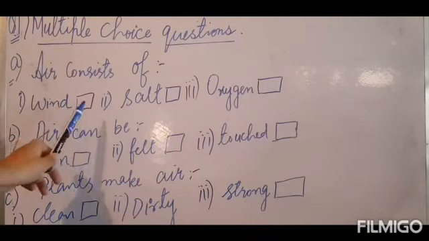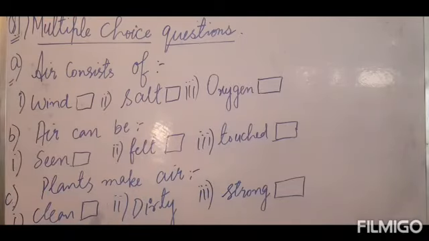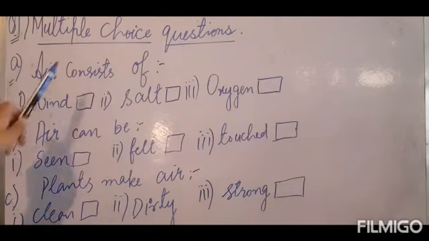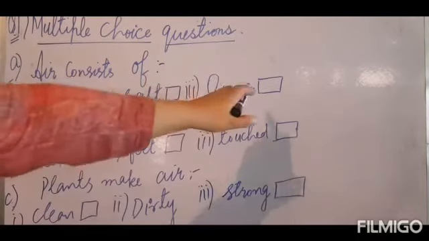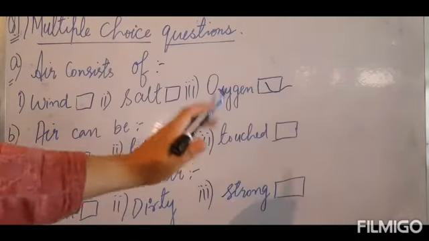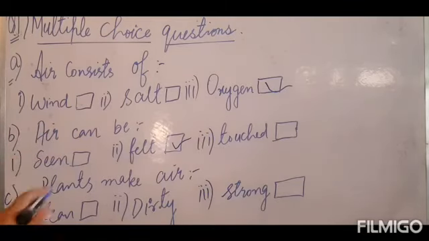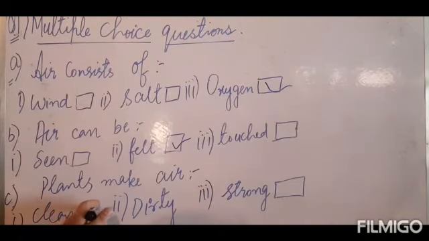Like here, I have given the first question, that is, air consists of. Also, there are three options: wind, salt, oxygen. Now you tell me, what does air consist of? Wind, salt, or oxygen? Exactly, air consists of oxygen. So here you will take oxygen. Air can be seen, felt, or touched. Air can be felt. Exactly. Plants make the air clean, dirty, or strong. Clean. Exactly. So this is how you have to do your multiple choice questions.